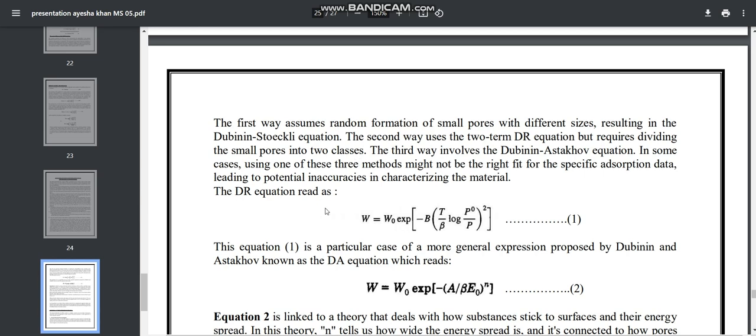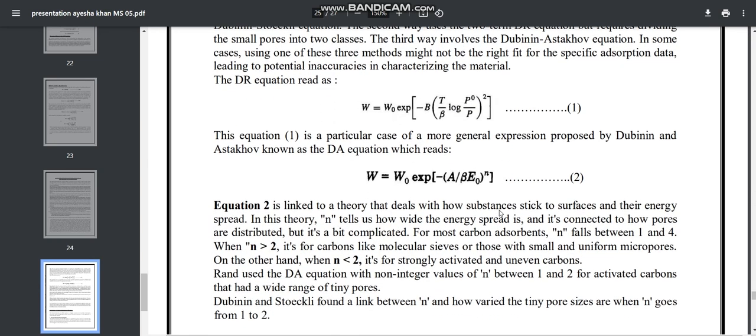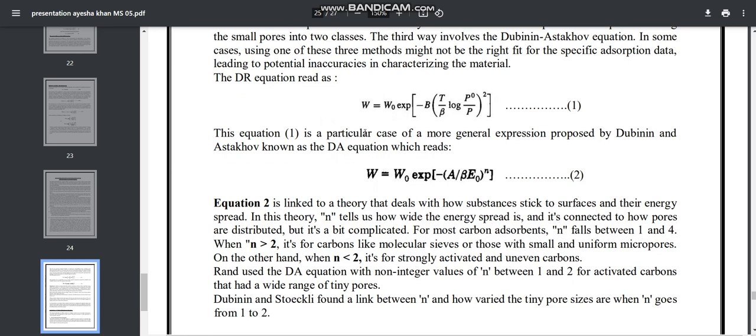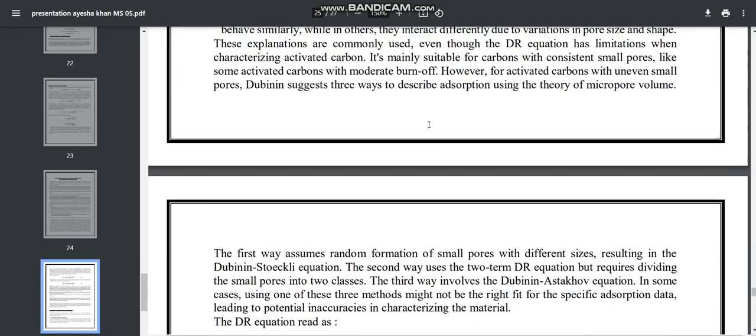So the DR equation reads as this, where W is equal to W naught exponent to minus B into T over beta log P naught over P into the whole, squared. Equation 1 is a particular case of a more general expression proposed by Dubinin-Astrakov, known as the DA equation.